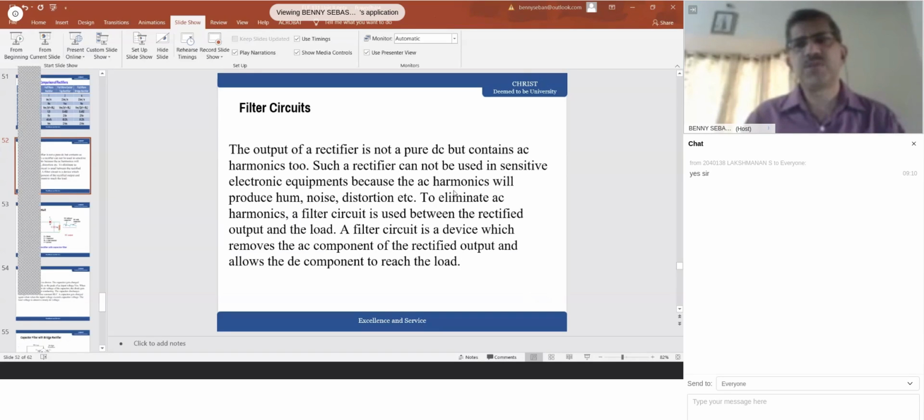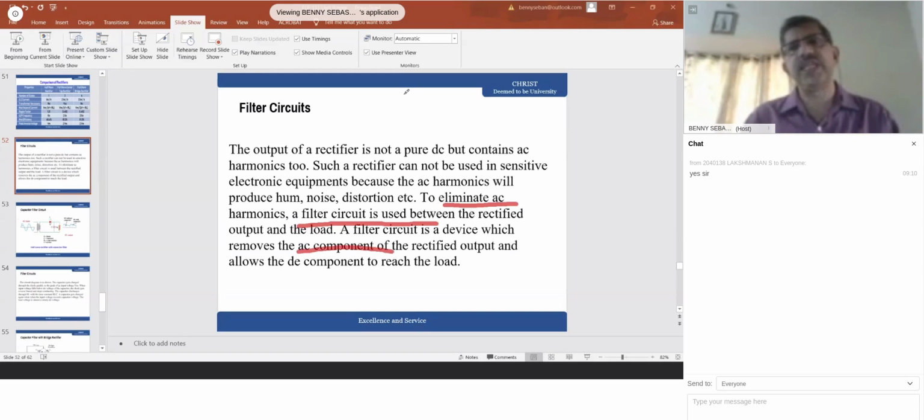Therefore, we are making use of this in order to eliminate AC harmonics, the AC components already available after the rectified output. A filter circuit is used, and that comes between the output and the rectified output. So there the position is, and it will remove them. I'm just repeating this portion for your convenience. So the AC components can be easily eliminated with the help of a filter.